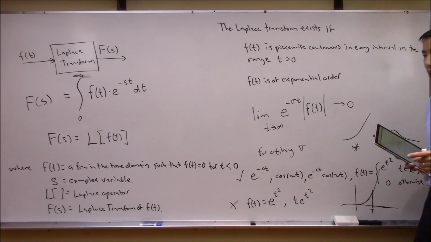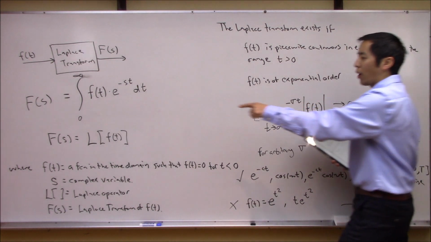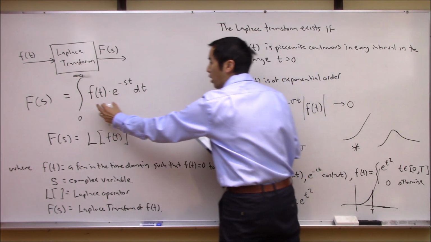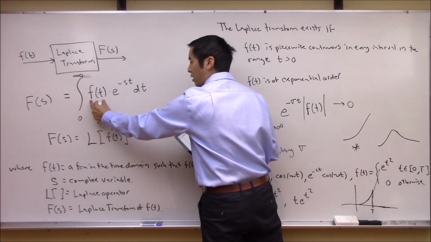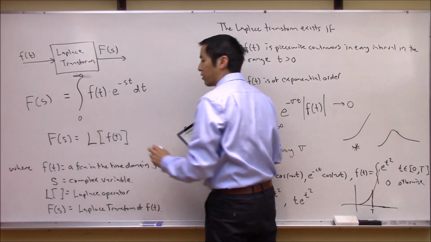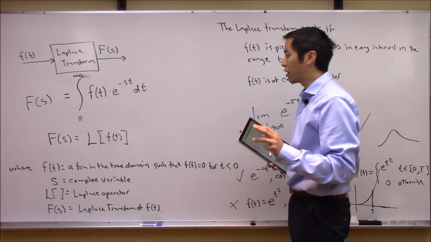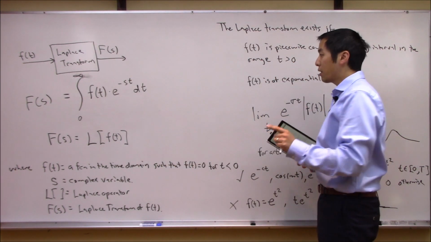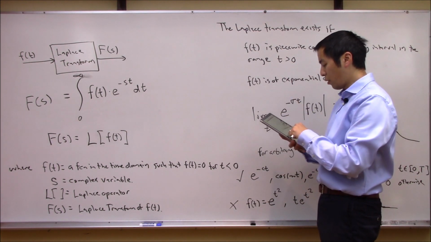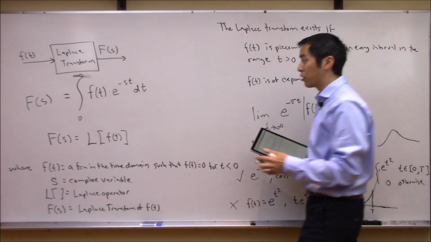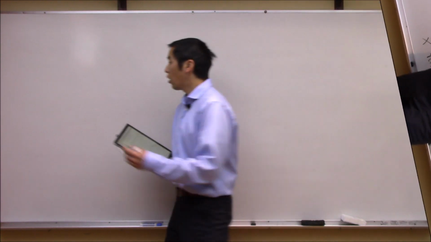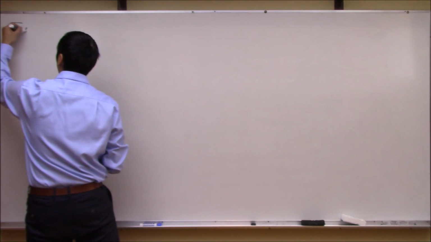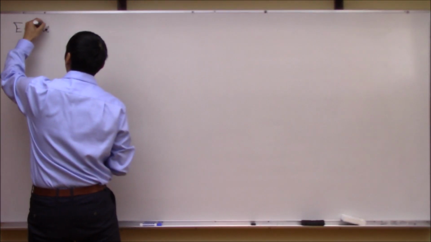What I would like to do now is go through and calculate the Laplace transform for some common f of t's, some common families of functions in the time domain. What do they look like in the Laplace domain? Give me a second to erase the board and we'll start with an easy one. Let's start with an exponential function.